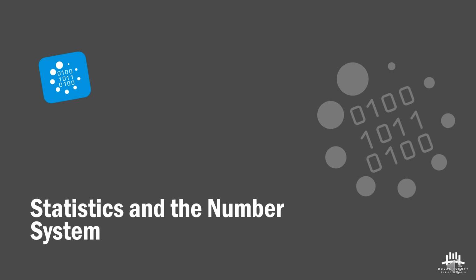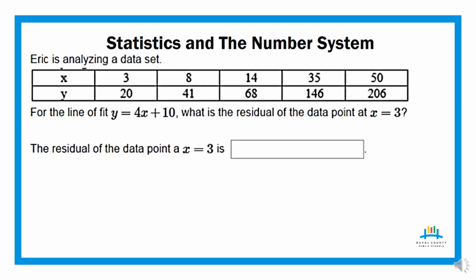Now we're going to go over some problems from the statistics and the number system category. This category accounts for 19% of the FSA. So Eric is analyzing a data set, and you're given a table of values. For the line of fit, y equals 4x plus 10, what is the residual of the data point at x equals 3? For this problem, we will need to calculate the actual value of this data set and subtract it from the predicted value of the data.